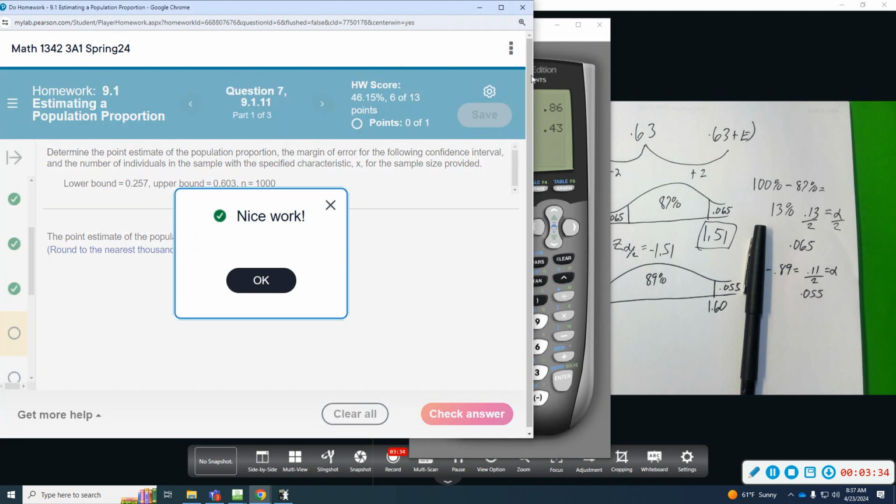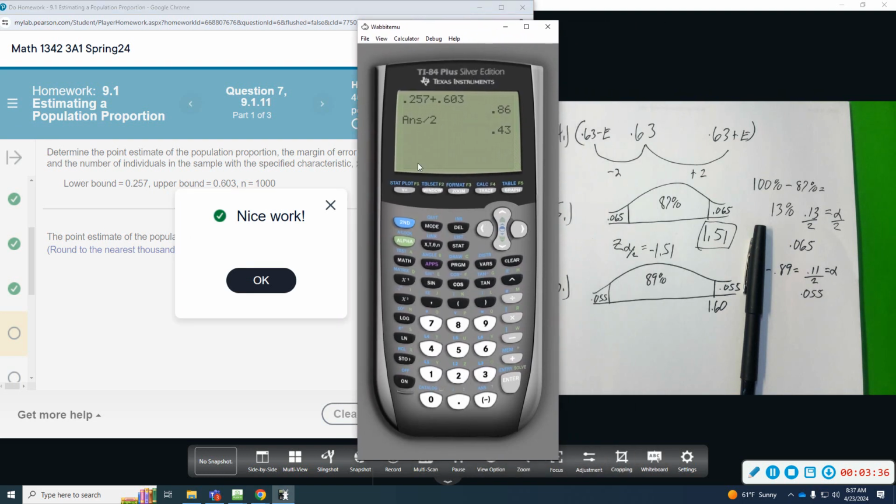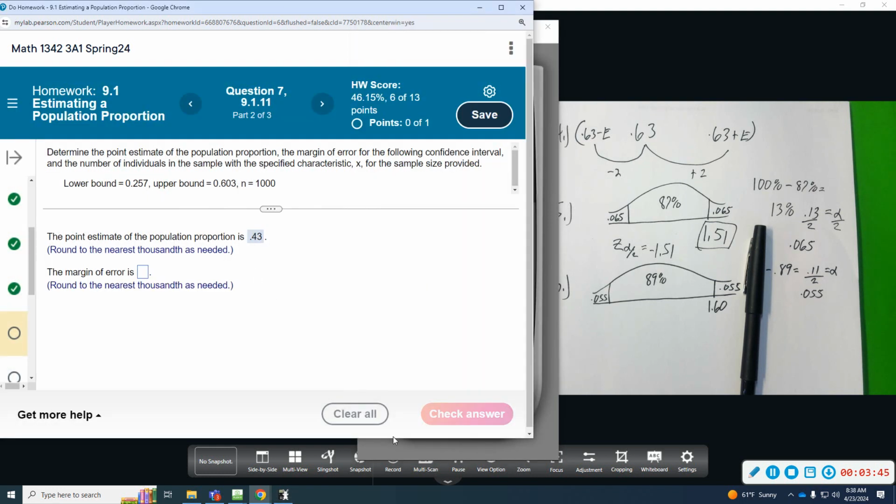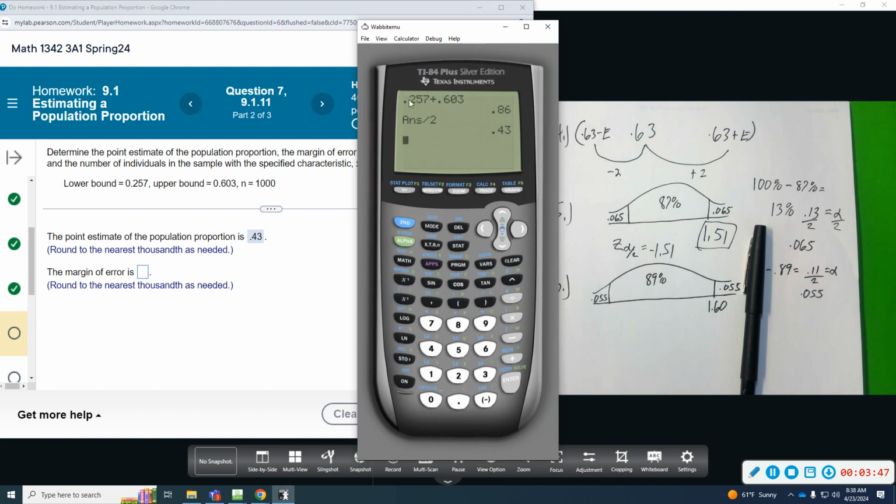Now you can do something similar, like find the distance between them and then find the error. So that's the next thing we're going to do, find the margin of error. What we want to do when we find the margin of error is find the gap between these two. You could take the 0.43 and subtract one of these, which I'll show you as well. So if I take 0.43 and subtract the 0.603, it gives me negative 0.173.